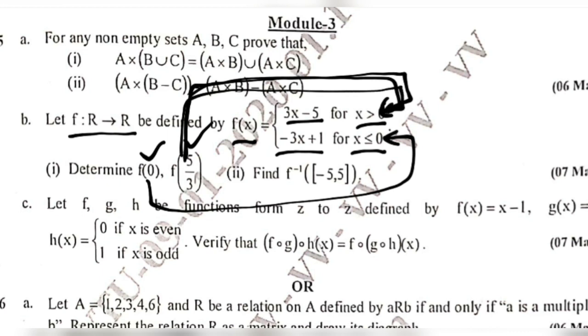domain. Okay, f of 0 will be minus 3x plus 1. Instead of x we have 0 here, so the answer will be 1, and f of 5 by 3 is 3x minus 5. Okay, so when we apply this 5 by 3 here, we'll get the answer as 0.